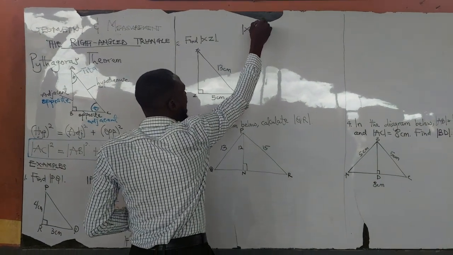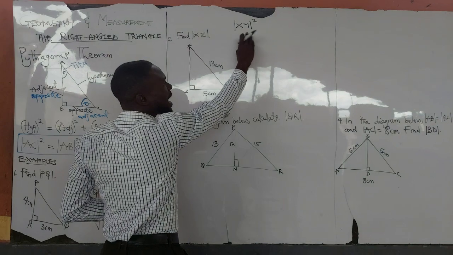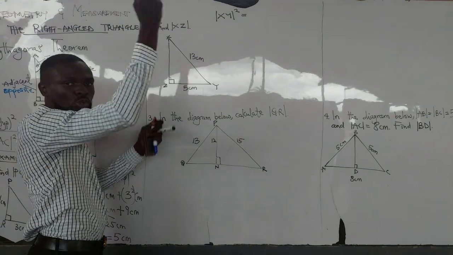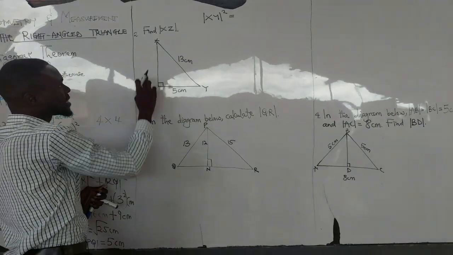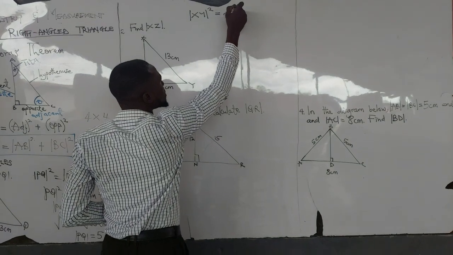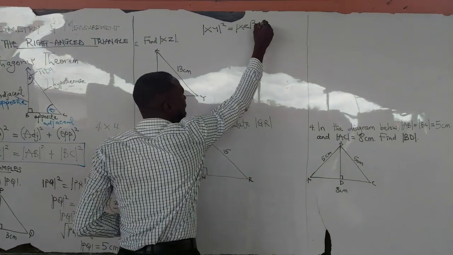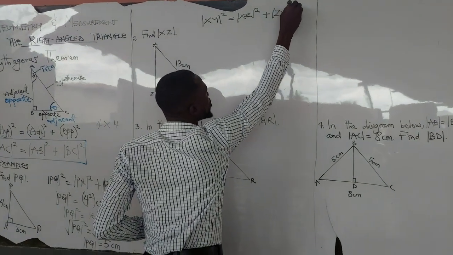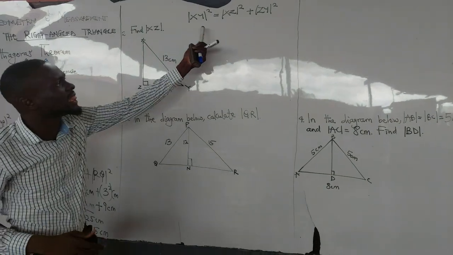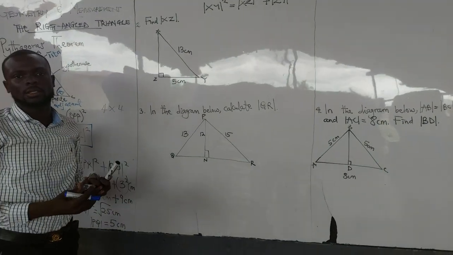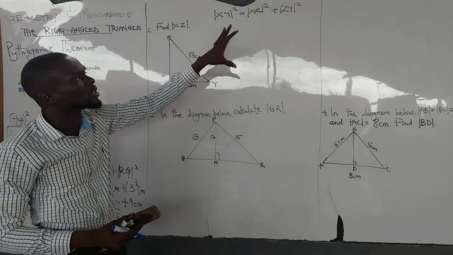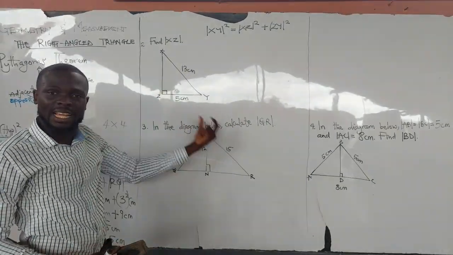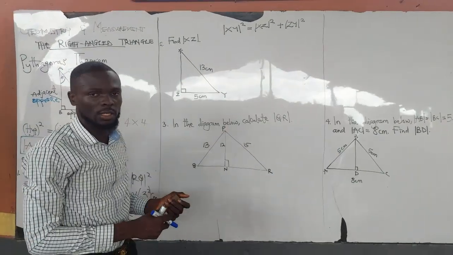So the line xy squared. Now this is my hypotenuse, which is equal to the other two sides squared. So if I take this and this, I can say xz squared plus this side being zy also squared. Now this is what the Pythagoras theorem states. Now that we've written the Pythagoras theorem, let's substitute. Looking at the lengths we have been given, substitute with the figures.